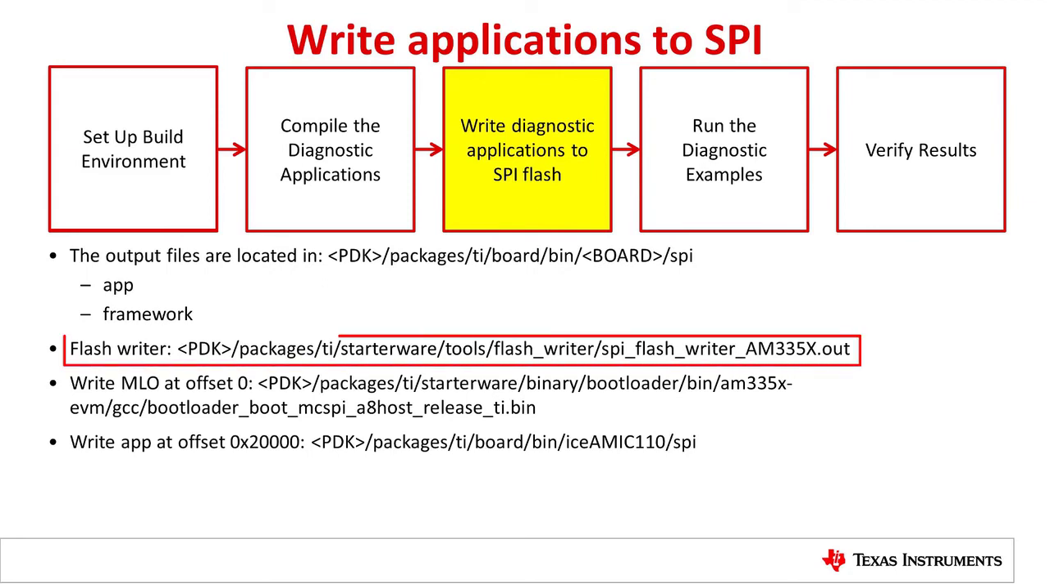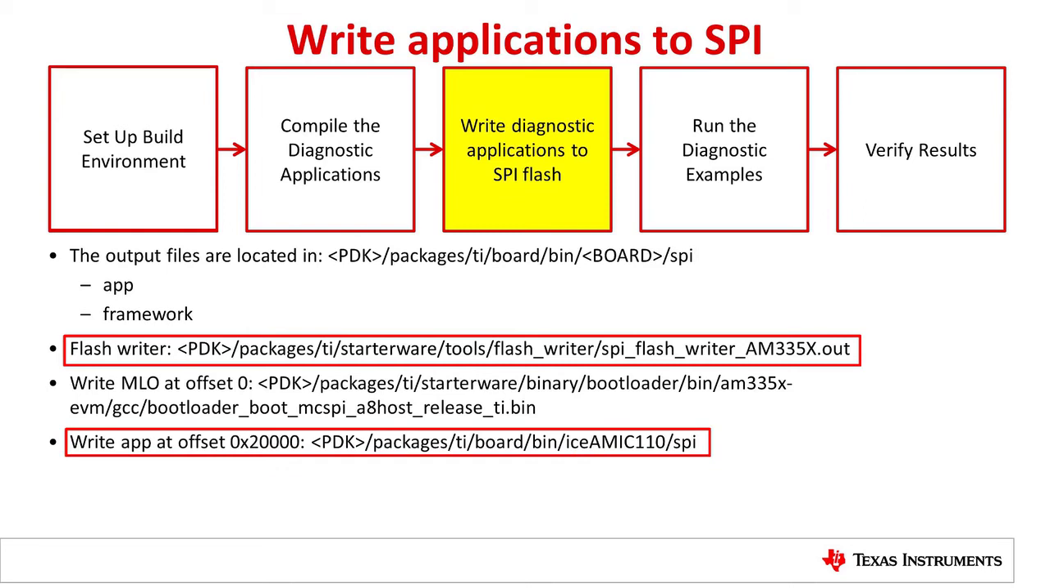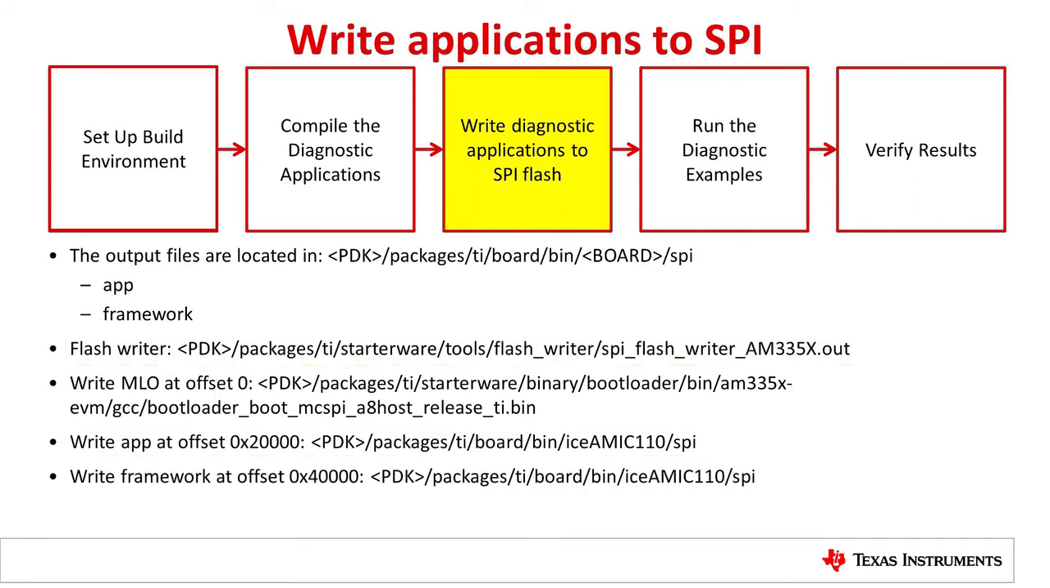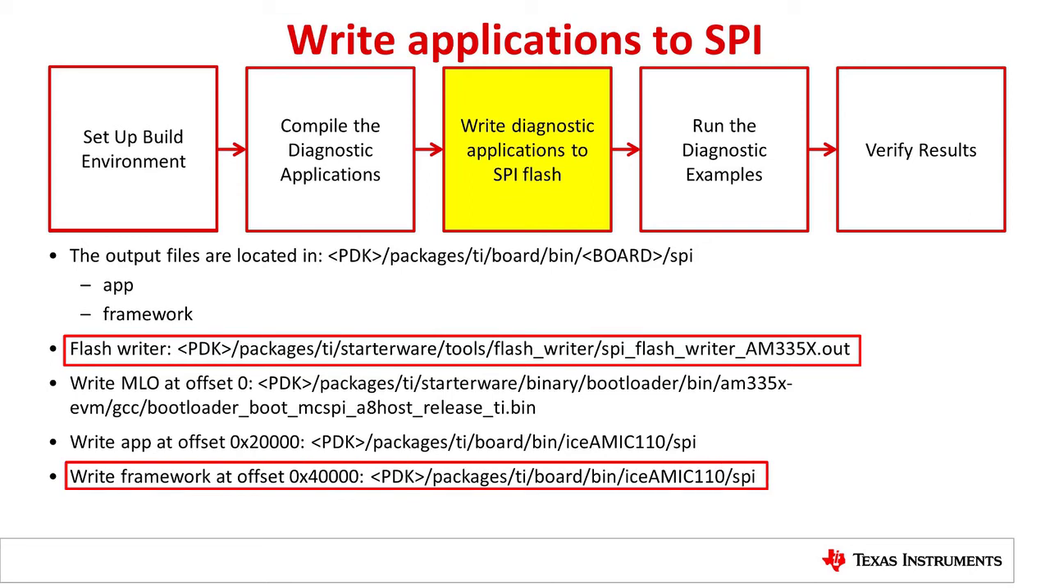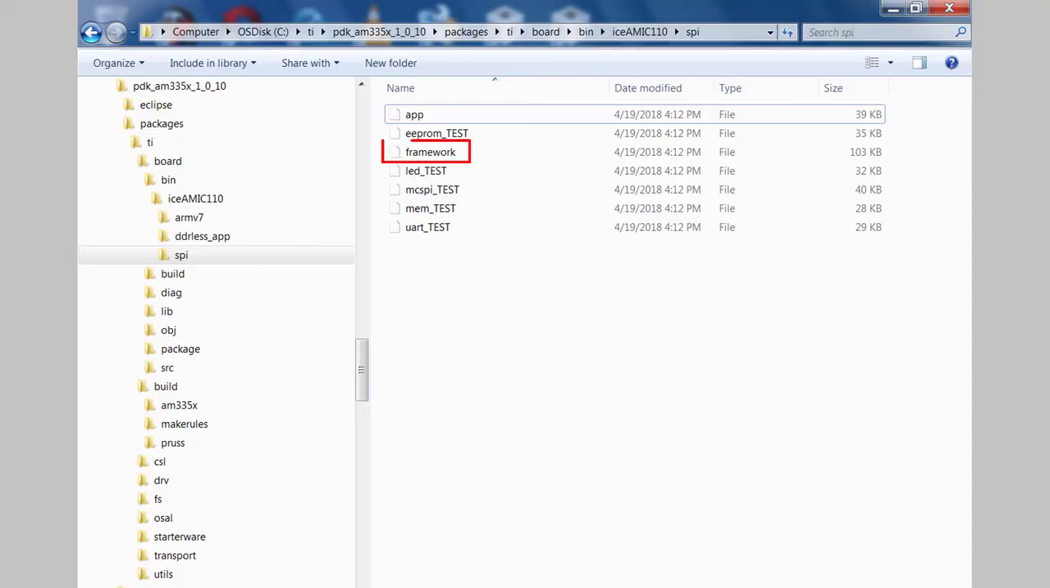Similarly, rerun the SPI flash writer binary and program the diagnostic framework loader at offset 0x20000. Finally, rerun the SPI flash writer binary and program the diagnostic framework at offset 0x40000. Note, this framework has all the test applications embedded, so you don't need to flash each test application one by one.